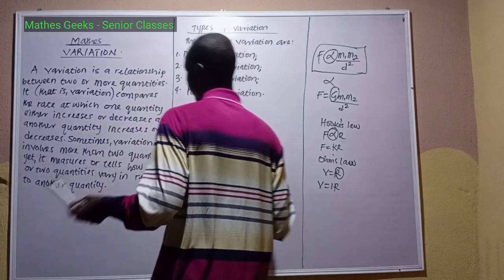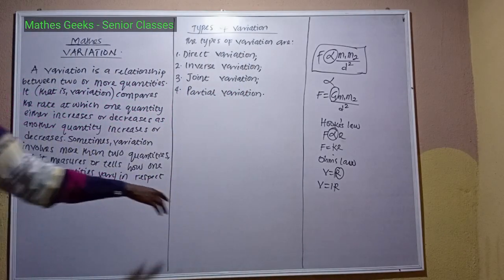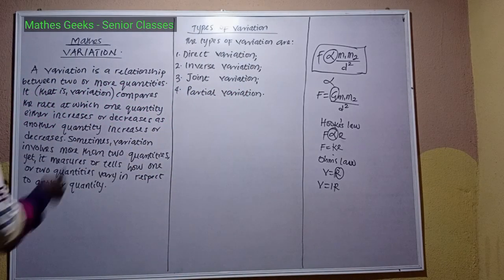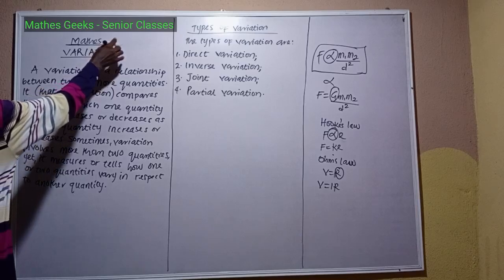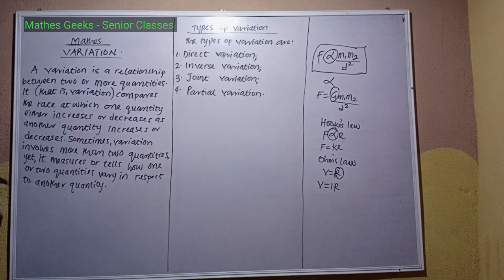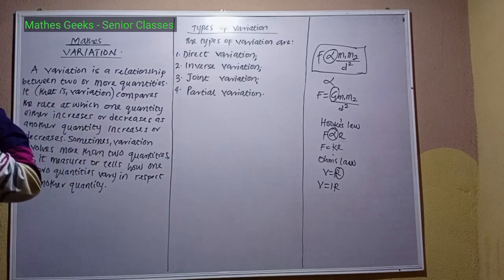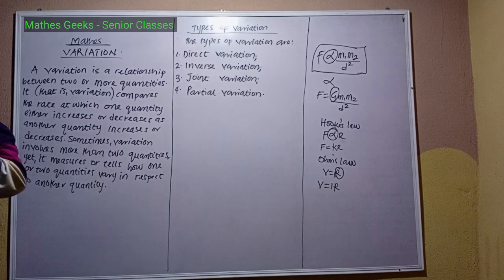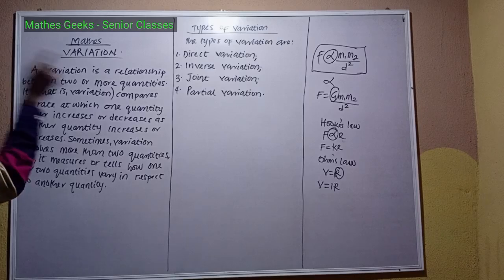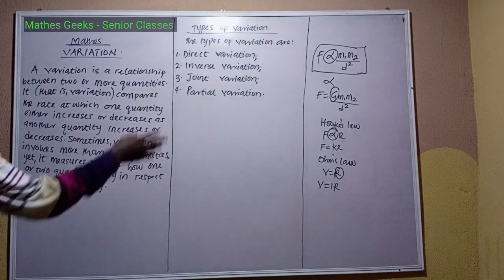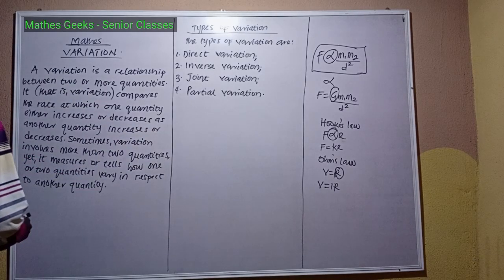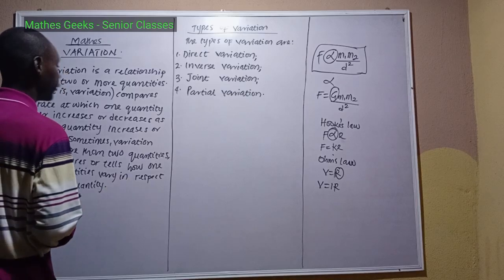So you see that the sciences, especially physics, make use of this aspect of mathematics, which is variation. So the knowledge of this subject is so vital when it comes to understanding or even solving problems on these physical theories, or theories as we find them in physics.